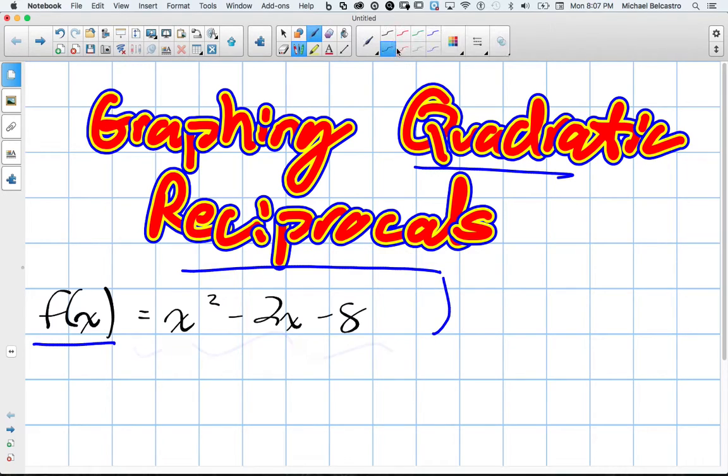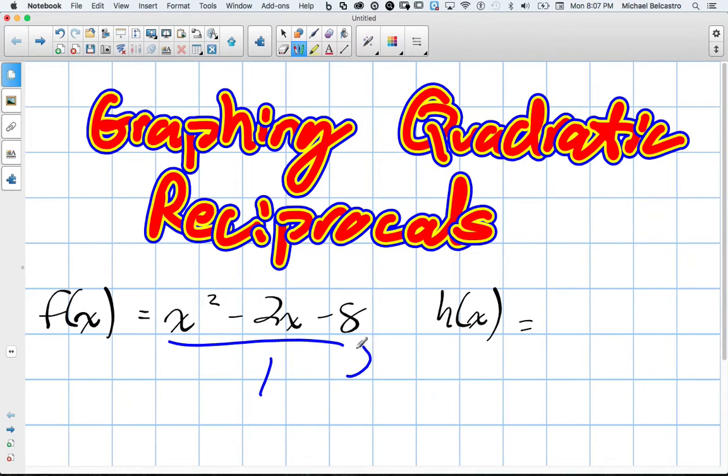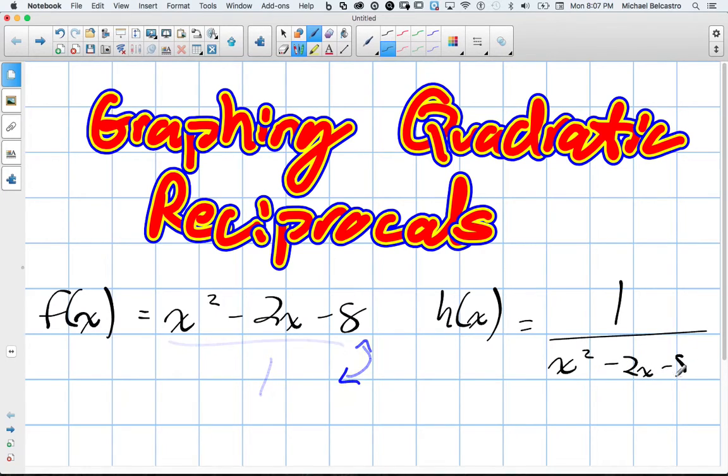So first what we'll do is we'll write out our quadratic reciprocal. We'll call it h at x, so it's a function of h. And essentially the reciprocal is the idea of this function over 1, and then we just invert the denominator and the numerator. So we now have 1 over x squared minus 2x minus 8.